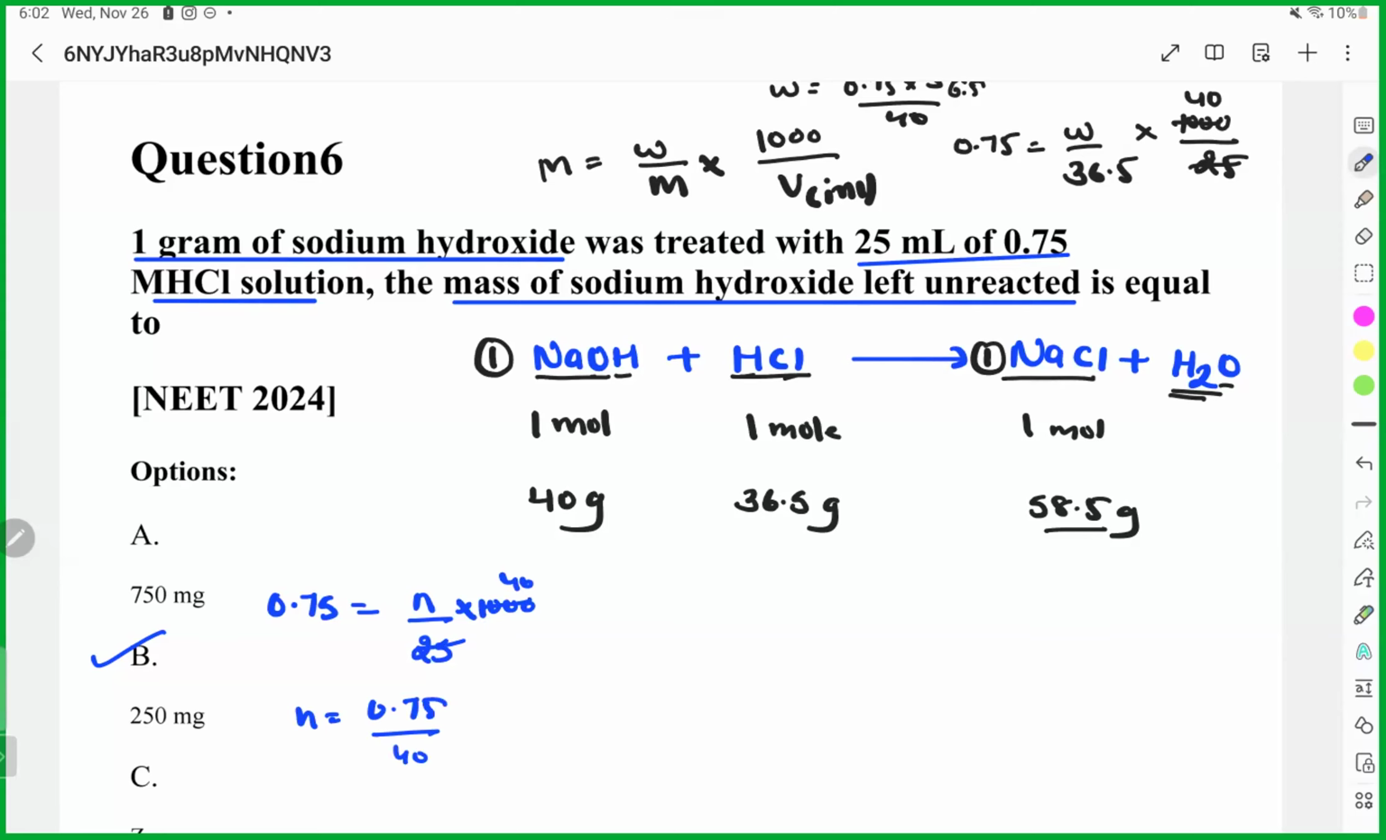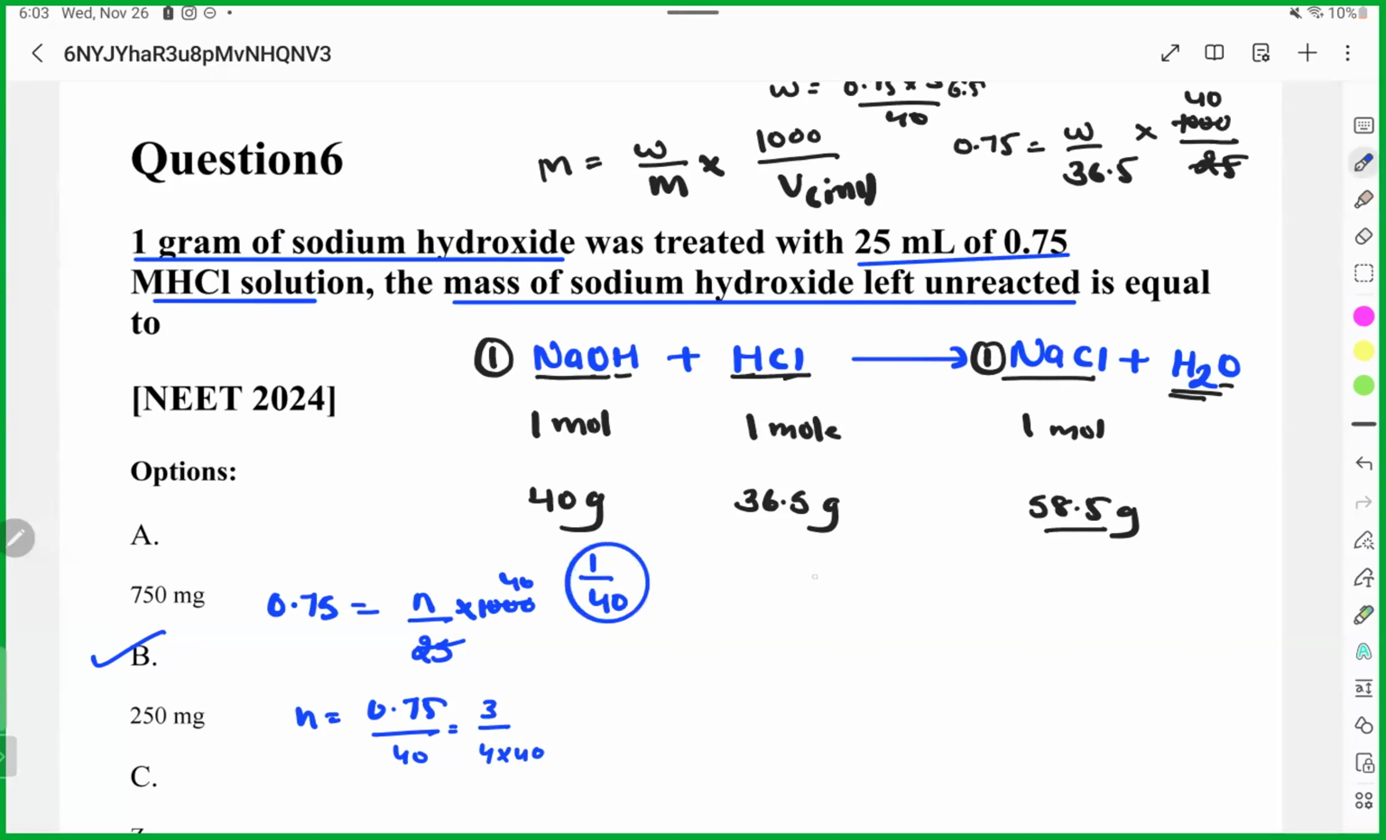What is the number of moles of NaOH? 1 by 40. What is the number of moles of HCl? This is 3 by 4 by 40. Correct. Which value is greater? NaOH. It means it will be in the excess amount.